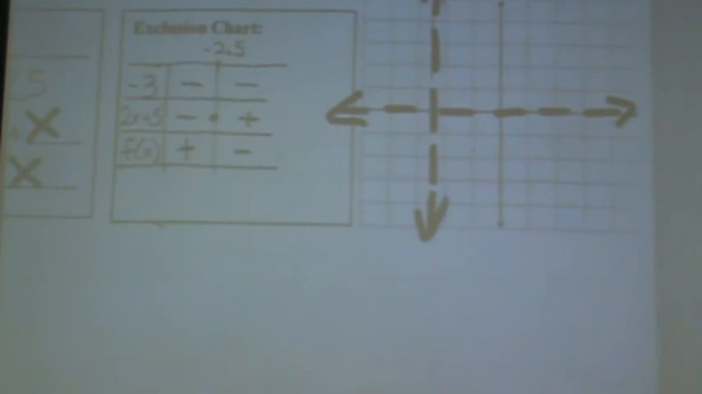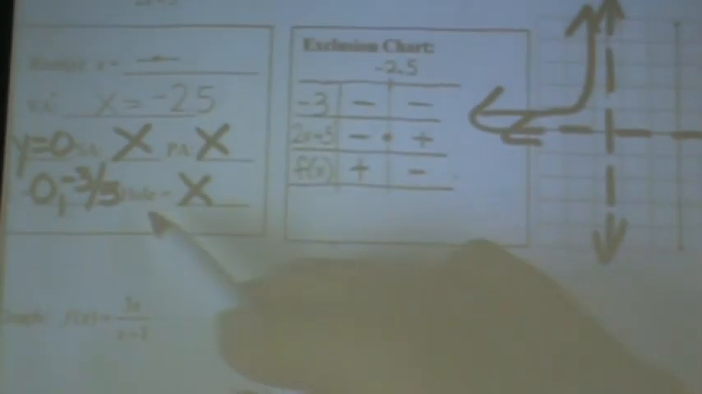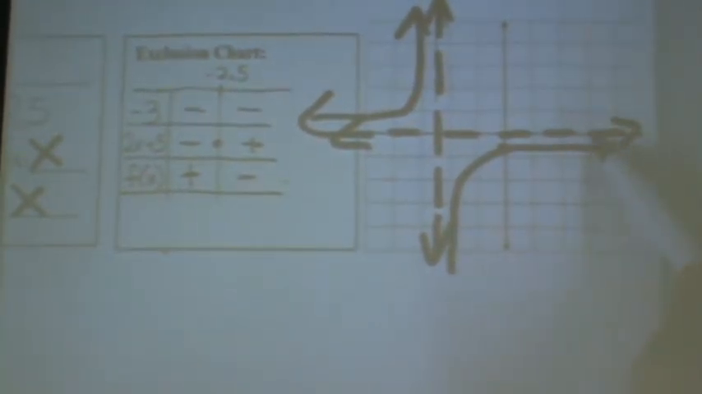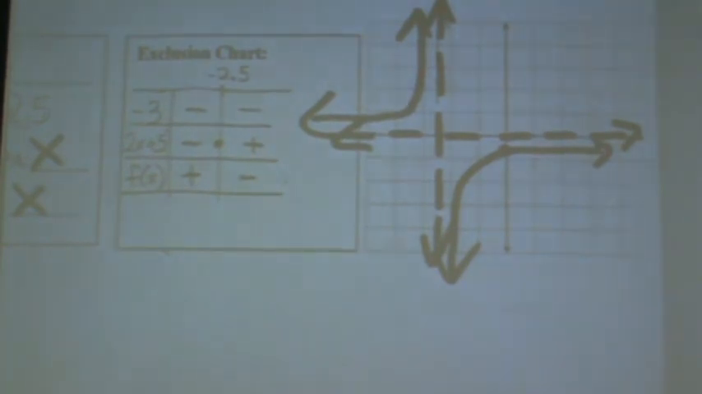So how are you going to put this together on the graph? To the left of -2.5, you're above the x-axis. Looks like that. And we've got to put our y-intercept in, -3/5. Right there, and then this is going to look like this. Good.